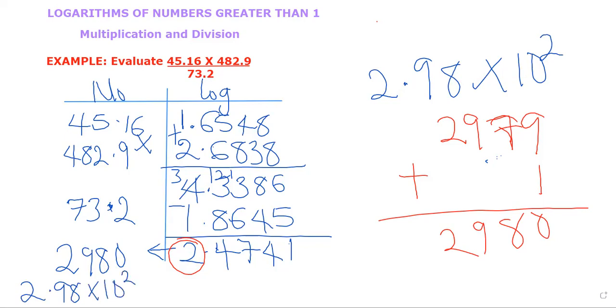And transform it back to an ordinary number, and that's just 298. So that's that for logarithms of numbers greater than 1.